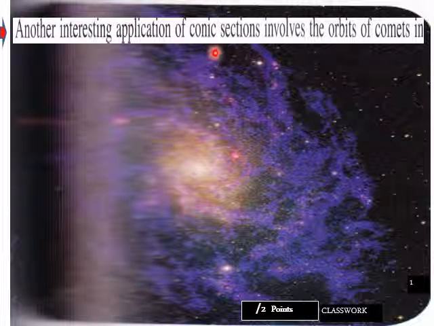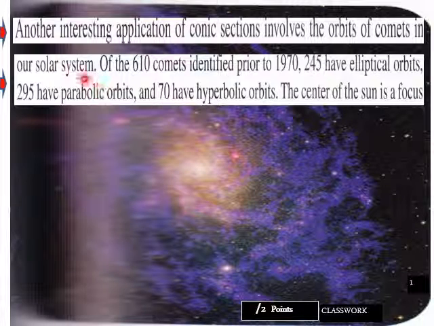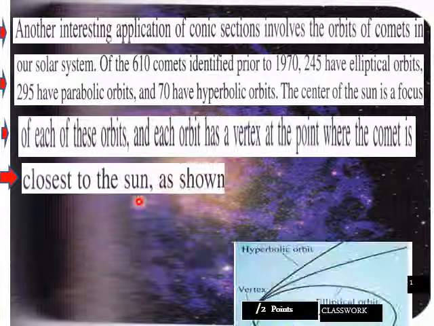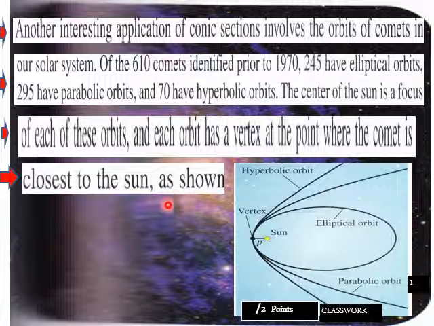Another interesting application of conic sections involves the orbits of comets in our solar system. Of the 610 comets identified prior to 1970, 245 have elliptical orbits, 295 have parabolic orbits, and 70 have hyperbolic orbits. The center of the sun is a focus of each of these orbits, and each orbit has a vertex at the point where the comet is closest to the sun as shown.